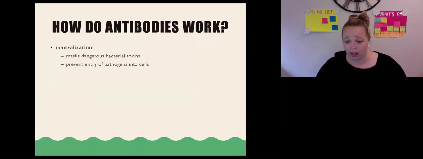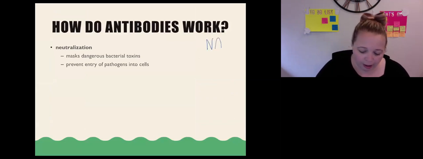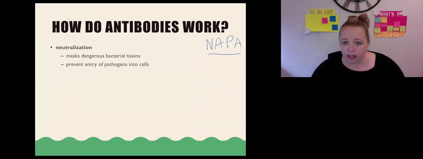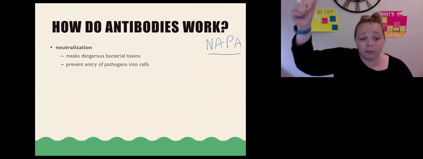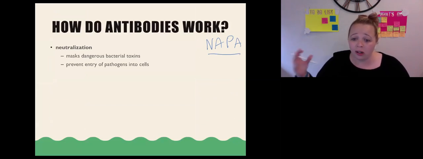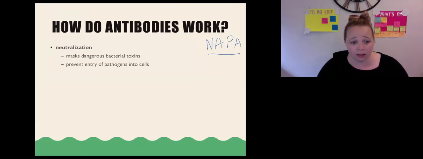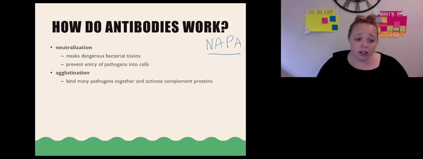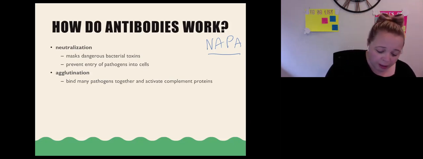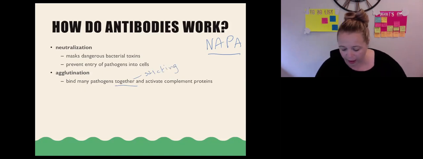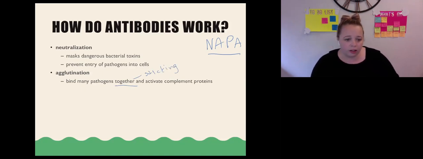So how do they work? And this is where we go down our 4 things. It's what I like to call NAPA. Okay, so NAPA. They can neutralize. So what they can do is the antigen binding site can bind to the toxins, and they can also bind to the pathogens and stop them from entering cells. They can then do this thing called agglutination, which means binding together. It means sticking together. So agglutination is best explained in a picture, and I'll show you that on the next one.